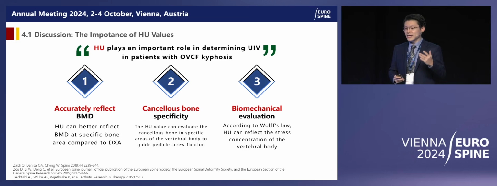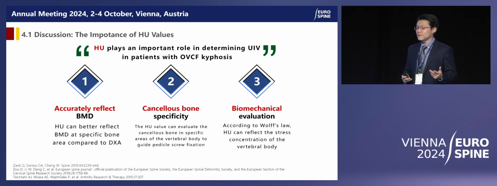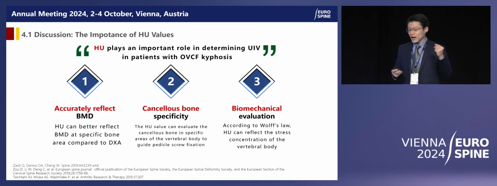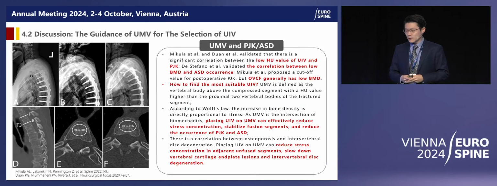So HU plays an important role in determining the UIV in patients with OVCF kyphosis. It could accurately reflect the BMD, especially of cancellous bone, and it could help evaluate the biomechanical nature of the vertebral body. From previous studies, low HU value of the UIV has correlations with ASD and PJK. So how to find the most suitable UIV in OVCF patients? We think placing the UIV on the UMV can effectively reduce the stress concentration, stabilize the fusion segment, and reduce the occurrence of PJK and ASD.